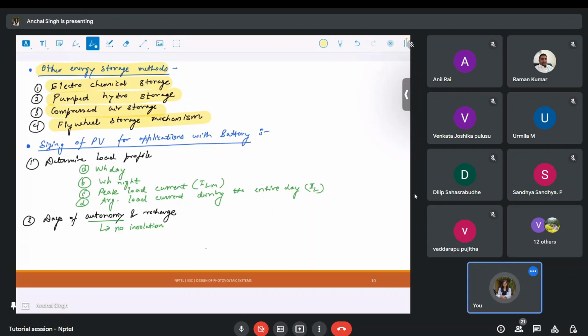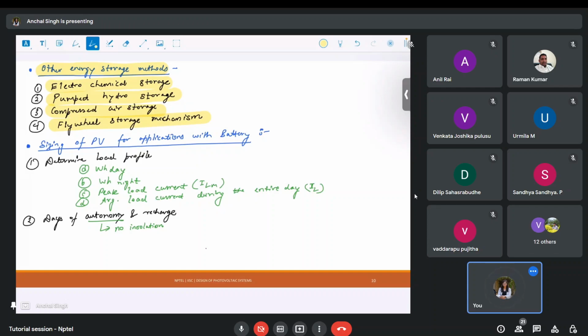So there are many other storage methods possible, but the efficiency of almost all these storage methods is around 60 to 70%. So they are almost the same that way. But when you look at the implementation, the implementation is the simplest for electrochemical storage. That is why, mostly, and it's easily implementable. It's scalable. That is why mostly we go for electrochemical storage.